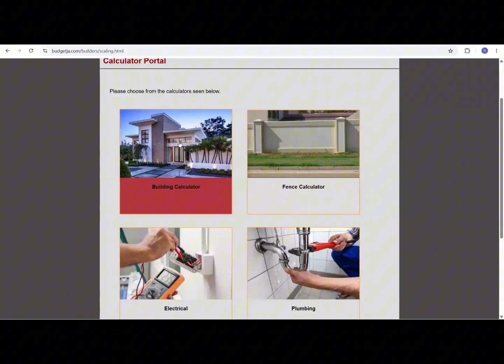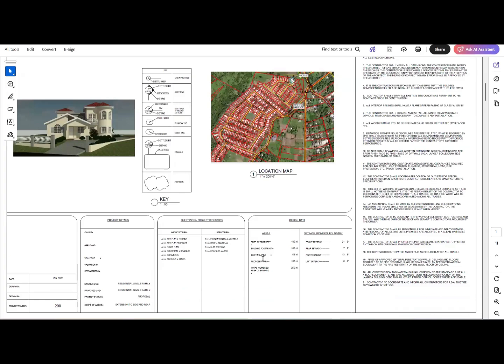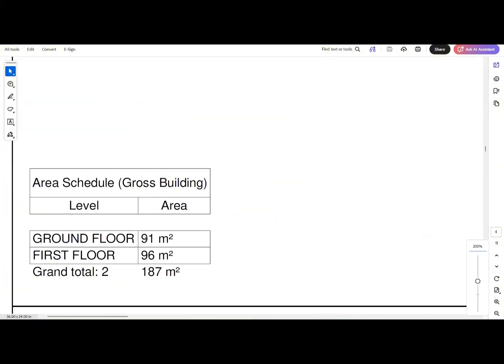Now, using the building calculator, I always recommend you get the area from the area schedule. As in this case, the total building area is highlighted to include existing and the proposed. So in this case, the area is in metric and it is saying 91 square meters on the ground floor and 96 is on the first floor.